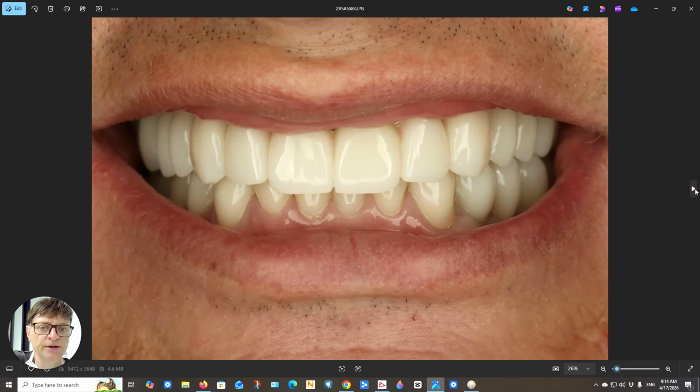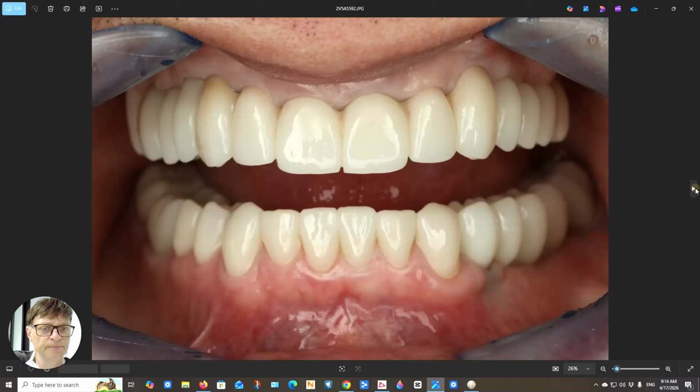You can see a very natural smile with lovely white teeth, correct positions. Big difference. Really happy patient, able to chew. All new teeth, fixed, and you can chew anything.